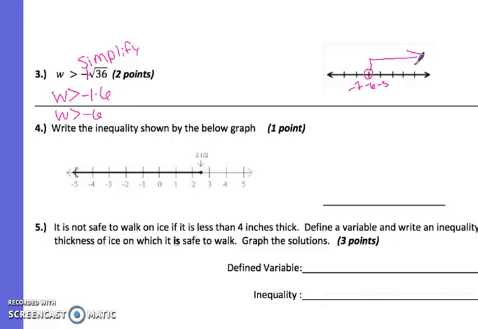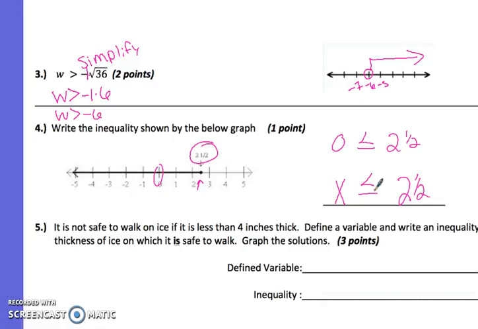Write an inequality for number 4. So you know that 2 and a half is your start point. So x, 2 and 1/2, and then a number over here like 0. How does 0 relate to 2 and 1/2? Oh, well, 0 is less than. It's a closed dot, so it's less than or equal to. So your answer is x is less than or equal to 2 and 1/2.